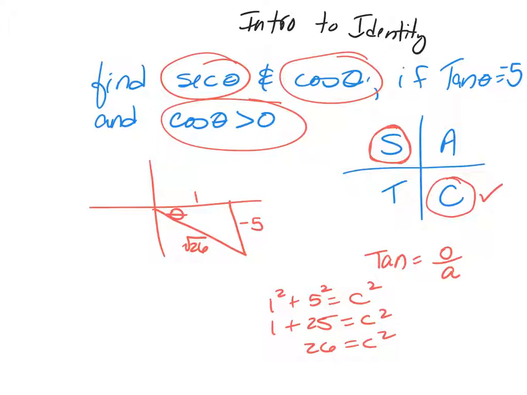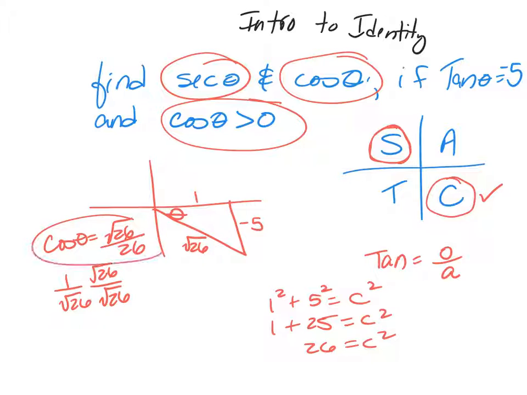Well, cosine is adjacent over hypotenuse. So that's 1 over root 26. Can't have a root in the basement. So the cosine of theta is root 26 over 26. That's the cosine. Got it? The secant is the flip of the cosine. So instead of flipping this guy up here, flip this guy and you get root 26. Because if you flip that guy, you'll get there, but it'll be a lot more work.